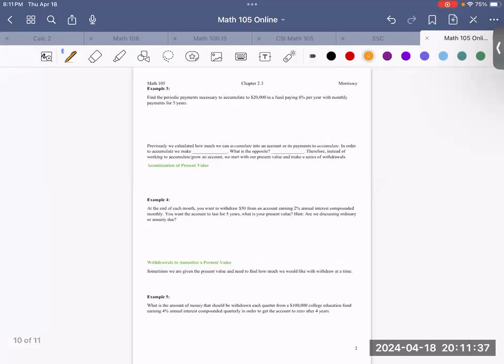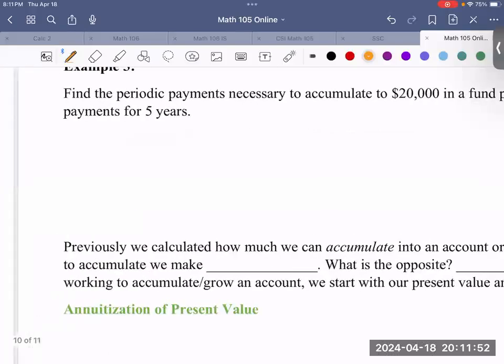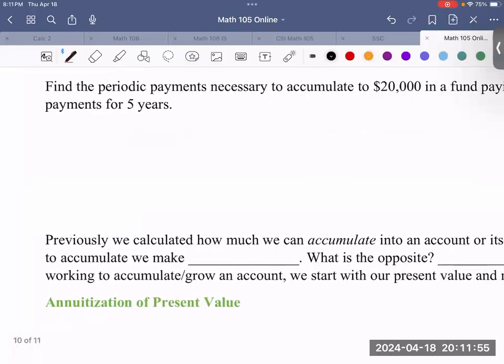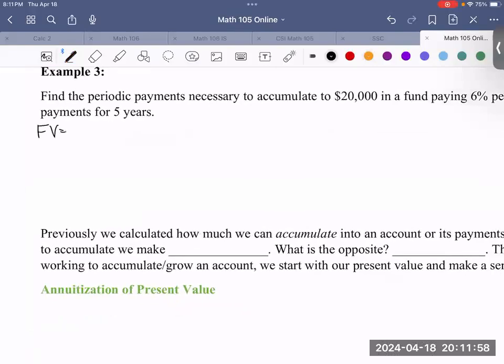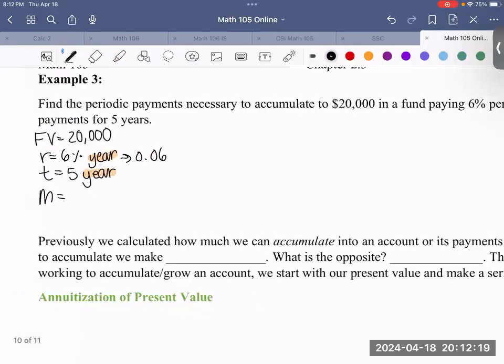So let's try this example out. Example 3. It says, find the periodic payments necessary to accumulate to $20,000 in a fund paying 6% per year with monthly payments for 5 years. So we are going to use this. We said we have your future value of $20,000 in a fund paying 6% per year, which comes out to 0.06. T is for 5 years. Again, they match. This is really nice, less work for us. And we are looking at monthly payments.